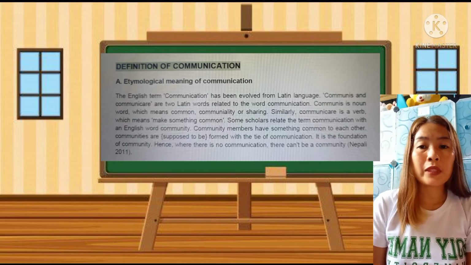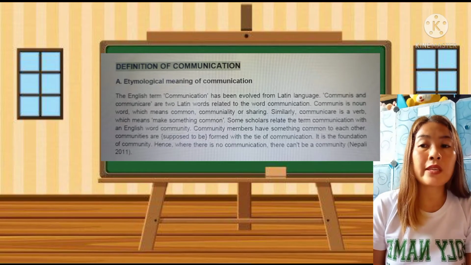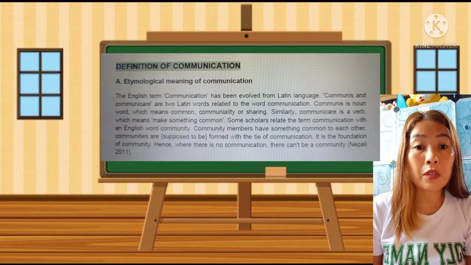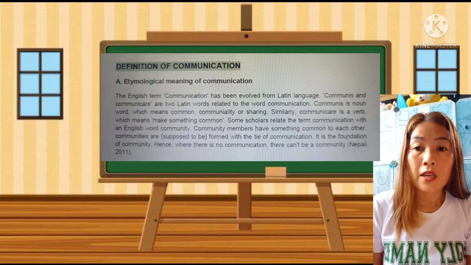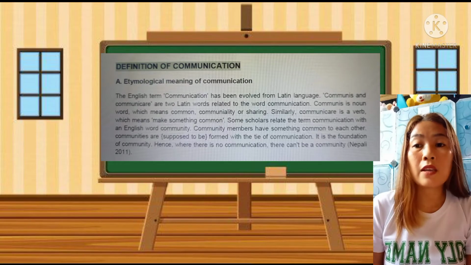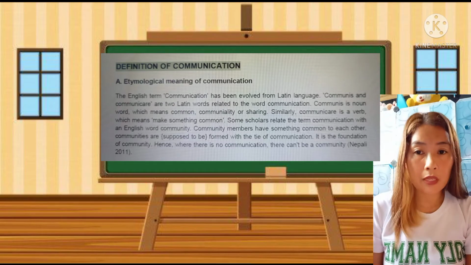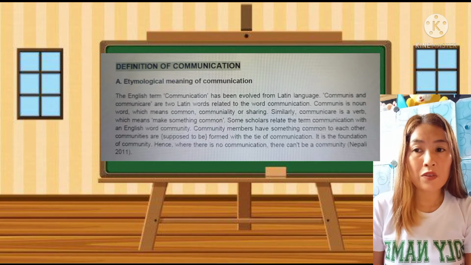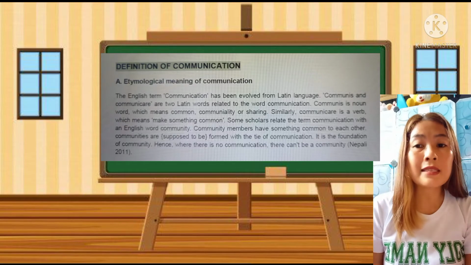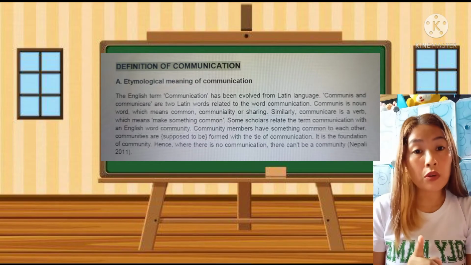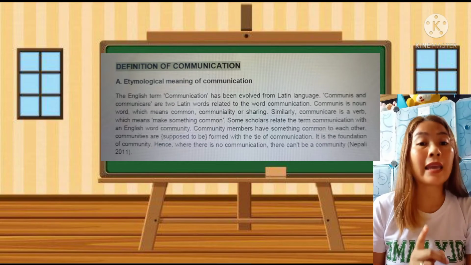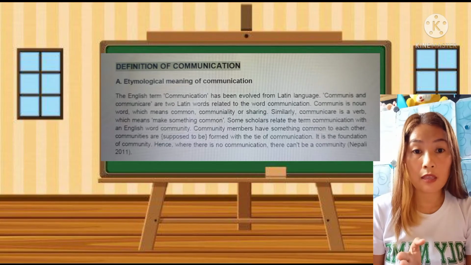Some scholars relate the term communication with the English word community. Community members have something common to each other. Communities are supposed to be formed with a tie of communication. It is the foundation of community. Hence, where there is no communication, there can't be a community.